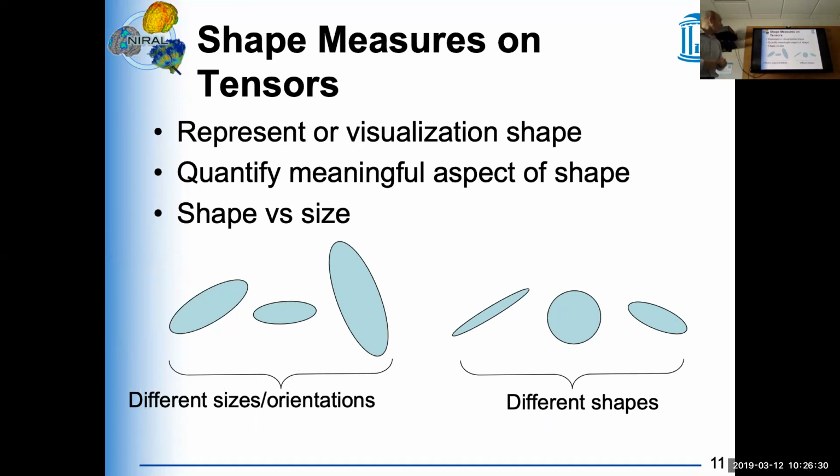And the 2 major things that we want to be able to capture are the different size of a tensor, whether the tensor is large or small, maybe different orientations, which is very important for tractography, where we want to go through, as well as different shapes, so whether it's very elongated or very isotropic. And so when we're thinking about mapping tensors to scalar maps, we're thinking about capturing these shape versus size aspects.